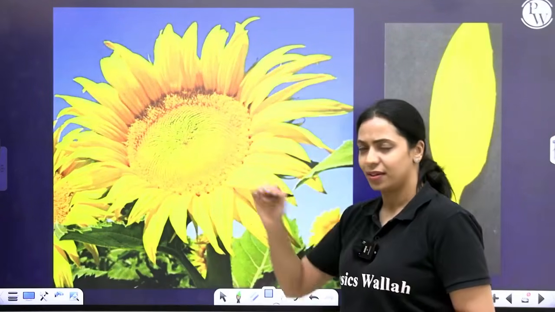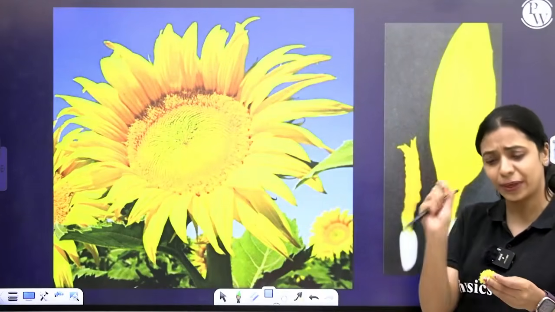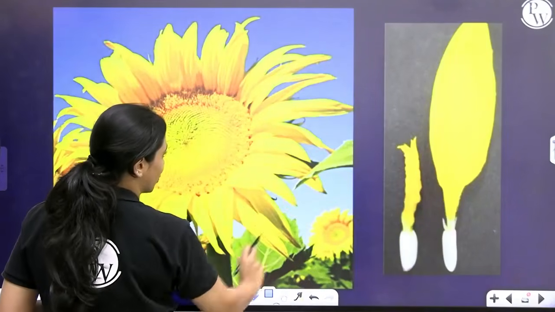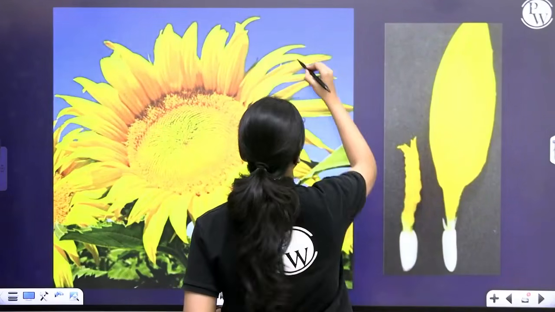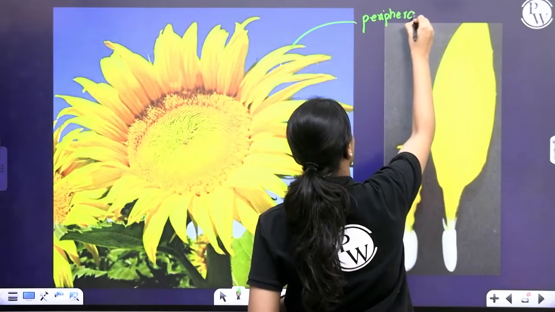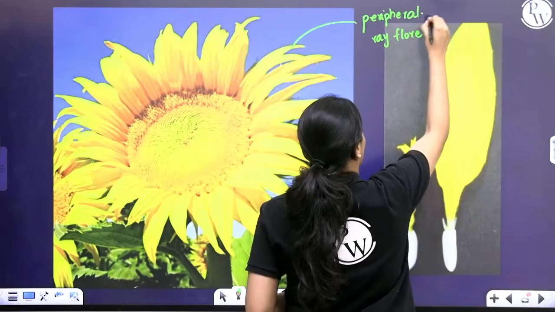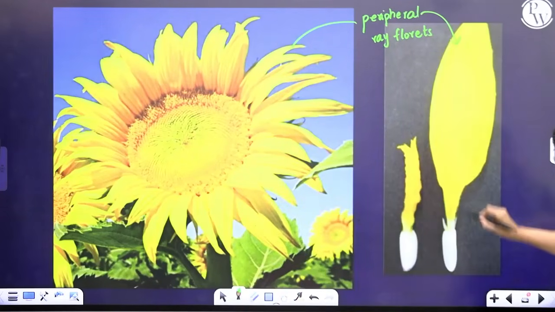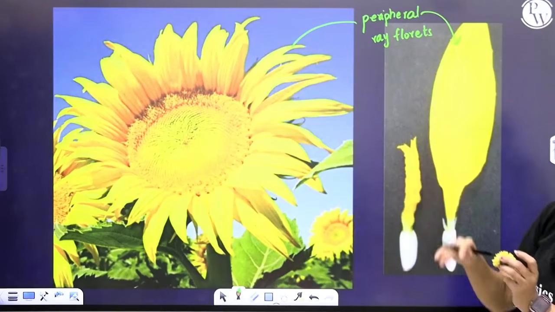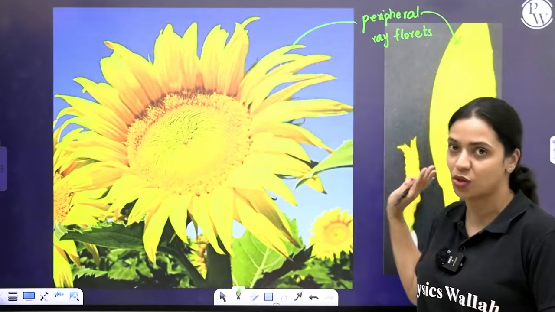Now here you can find two different types of flowers. Since they are super tiny flowers, you call them florets. The ones that are peripherally located are called peripheral ray florets. Each one is a flower. Since it's a tiny flower, we call it a floret. Similar to how we called a tiny leaf-like structure a leaflet in a compound leaf, this is called a floret.